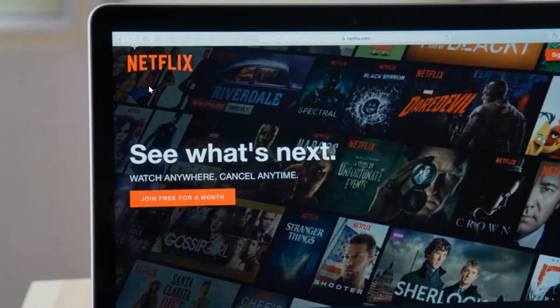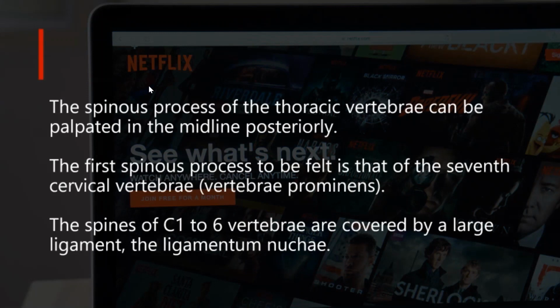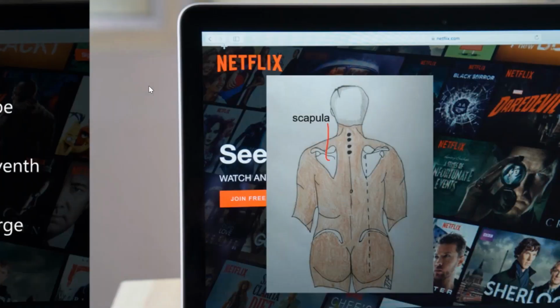Posterior chest wall. The spinous processes of the thoracic vertebrae can be palpated in the midline posteriorly. The first spinous process to be felt is that of the seventh cervical vertebra, which is the vertebra prominens. The spines of the C1 to C6 vertebrae are covered by a large ligament, which is the ligamentum nuchae.